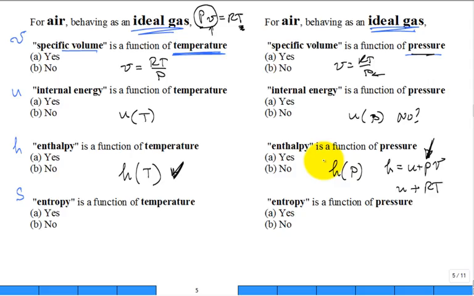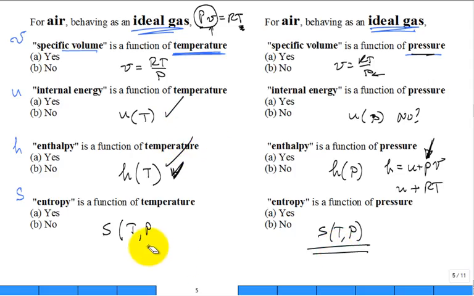And then S. Well, it's a function of both temperature and pressure for an ideal gas like air. And a lot of students say, get the pattern. U is a function of temperature, H a function of temperature, S is a function of temperature only. That's a common mistake. S is a function of temperature and pressure.